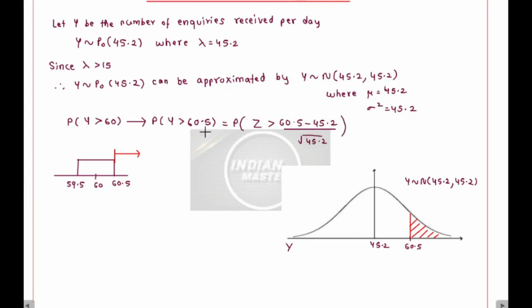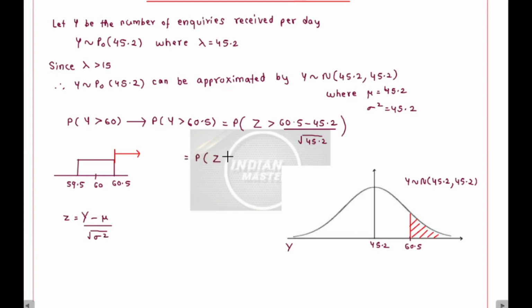Correct? When we standardize a given normal distribution to the standard normal distribution, what is this z value? This z value we have studied in Stats 1. It is equal to y, whatever value this variable is taking, minus mu, upon the square root of the variance. Correct? So that's what we have written here. So what will be this particular value? Let's try to find out.